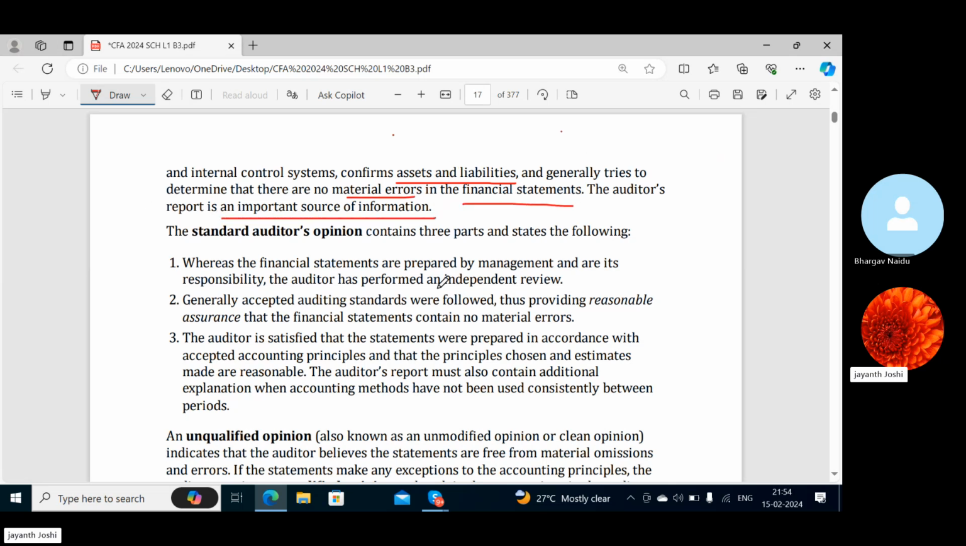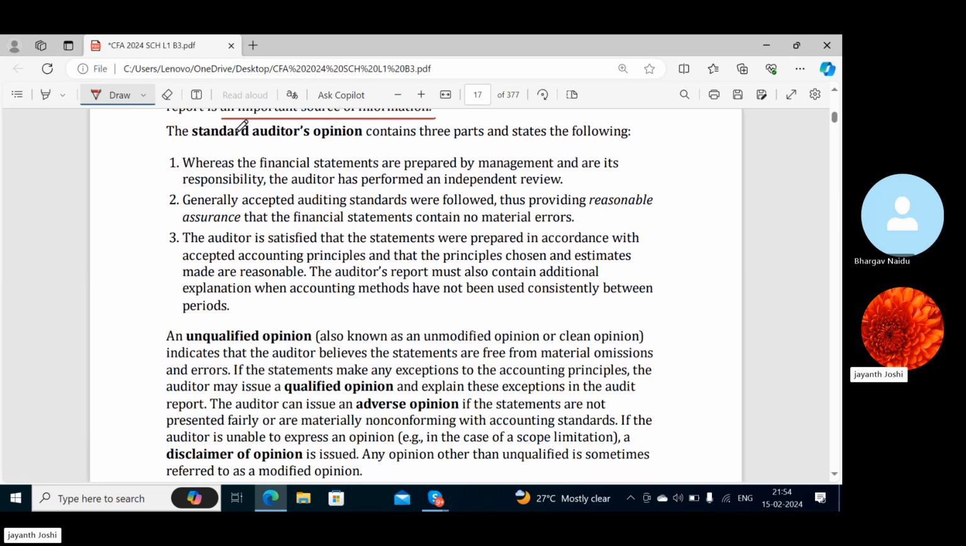The auditor's report is an important source of information. The standard auditor's opinion contains 3 parts and states the following. Now you understand. So what is an auditor's opinion like?